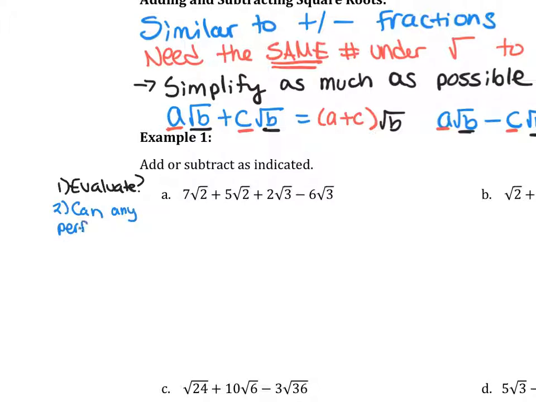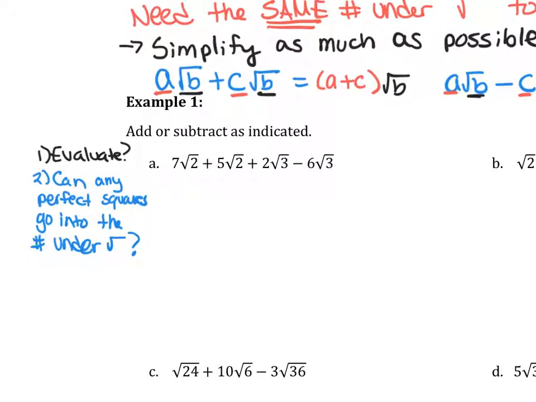So then we ask ourselves our second question: can any perfect squares go into the number under the square root? So can any perfect squares go into 2 or 3? No. So that means they are as simplified as possible. If the answer is no to both of these, then you've simplified as far as you can.